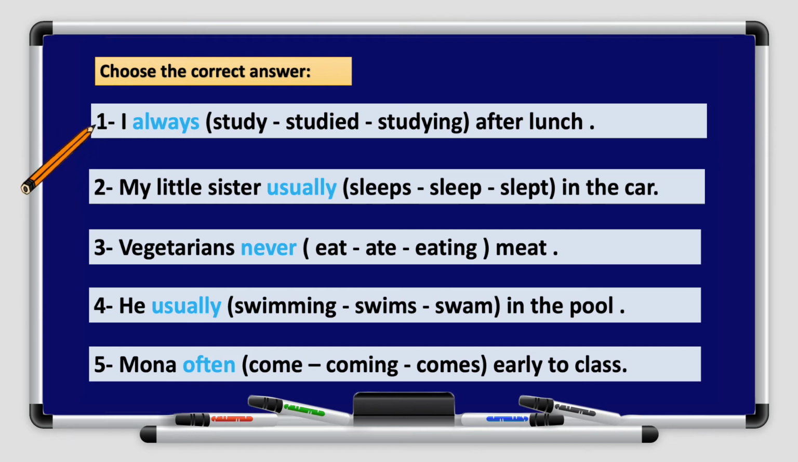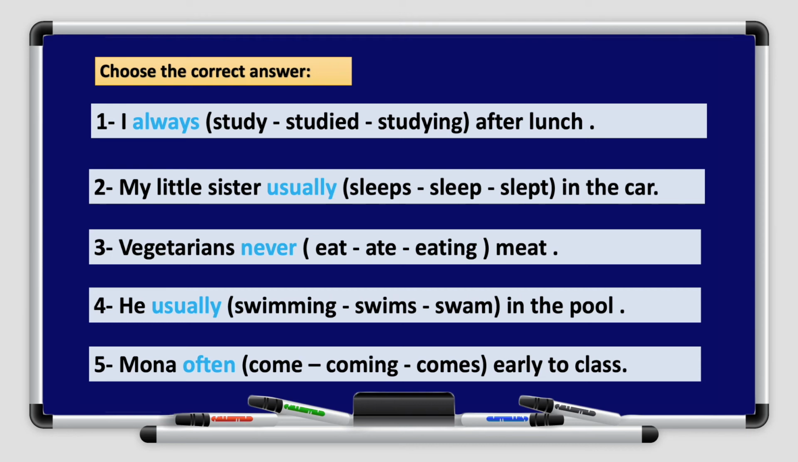I always study, studied, or studying after lunch. My little sister usually sleeps, slept in the car. Number 3, vegetarians never ate, eating meat. Number 4, he usually swam in the pool. Muna often comes early to the class. Don't forget to check the subject before you decide which verb you will choose. Let's check your answers together.